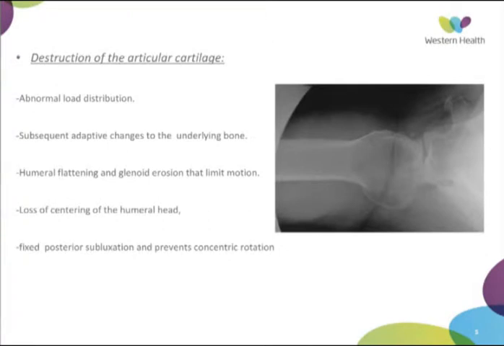The centering of the humeral head next will be lost, and due to these changes, and also the osteoarthritic changes in it, the head of the humerus will sublux posteriorly, and it stops the concentric rotation of the shoulder and causes the symptoms of the osteoarthritis of the glenohumeral joint.